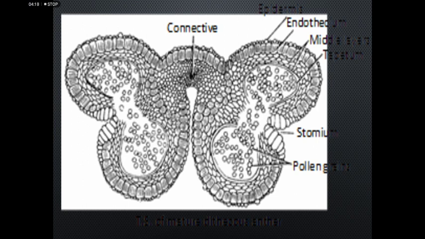Here in this picture you can also see a structure called stomium. This stomium has hygroscopic ability to absorb water from the surroundings so that it swells when the anther matures, and these pollen grains escape through the dehiscent portion of the stomium.